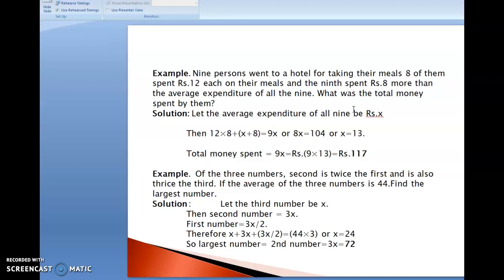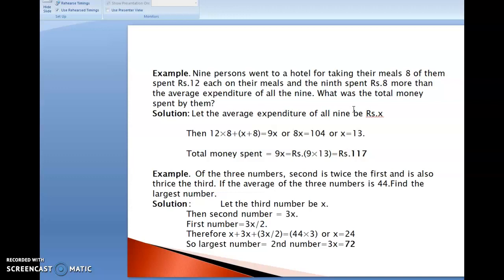Of the 3 numbers, the second is twice the first and also thrice the third. If the average of the 3 numbers is 44, find the largest number. So let the third number be X. Again here, you can assume any number for anything. You can also go for the first number, it doesn't matter. So here the third number is assumed as X.